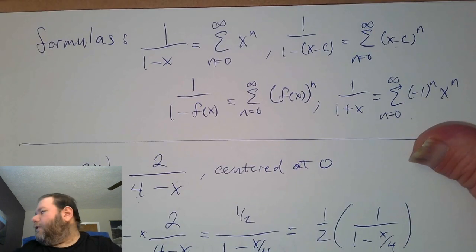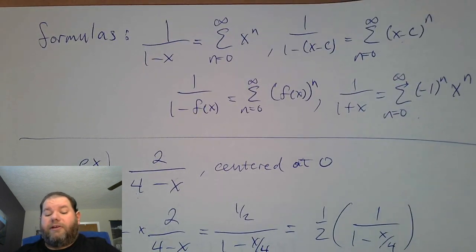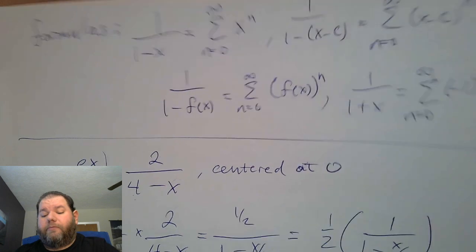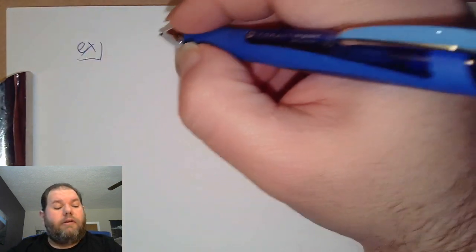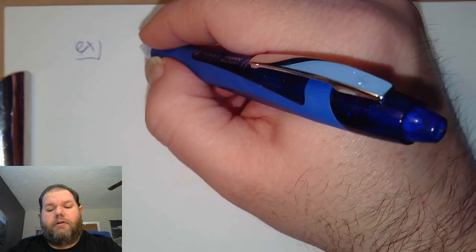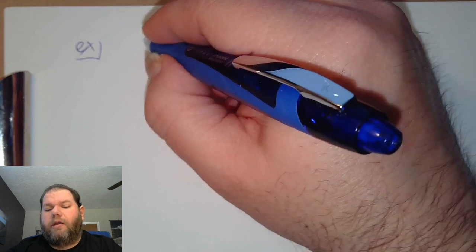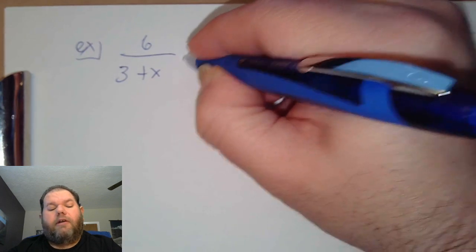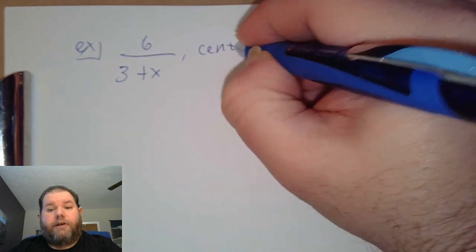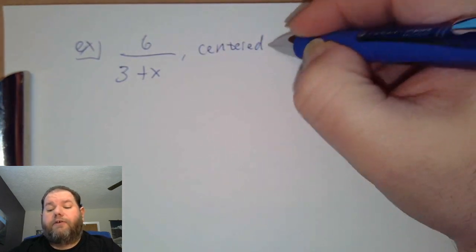But I'll keep this formula page handy as we continue. Let's do some more of these, because, like I said, not the easiest thing to get the hang of. So I'm going to say, let's do 6 over 3 plus x. We'll keep it centered at 0 for now, while we're still looking at these first couple of problems.